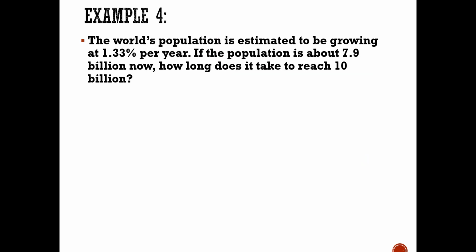Example 4. The world population is estimated to be growing at 1.33% per year, so a constant growth rate k. The population is about 7.9 billion right now. How long does it take to reach 10 billion? So 10 billion is in the near future, and 7.9 billion is right now.